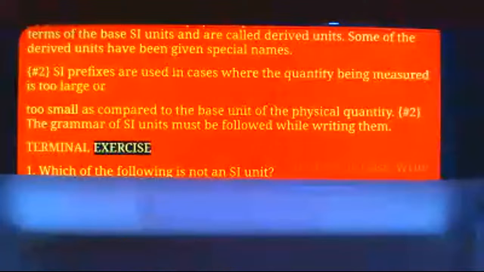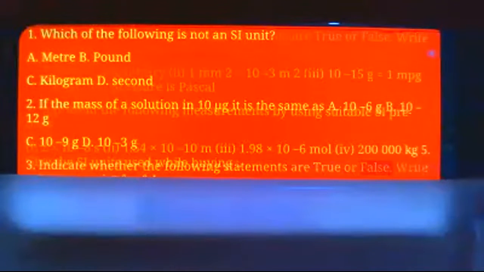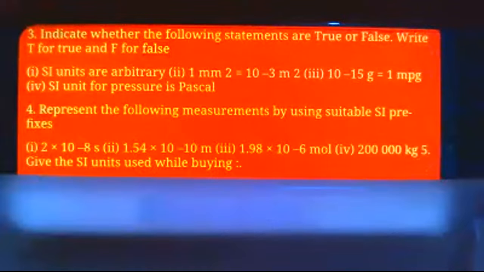Terminal exercise. 1. Which of the following is not an SI unit? A. meter, B. pound, C. kilogram, D. second. 2. If the mass of a solution is 10 micrograms, it is the same as A. 10^-6 g, B. 10^-12 g, C. 10^-9 g, D. 10^-3 g. 3. Indicate whether the following statements are true or false. Write T for true and F for false. SI units are arbitrary. 1 mm² equals 10^-3 m². 10^15 g equals 1 Pg. The SI unit for pressure is Pascal.